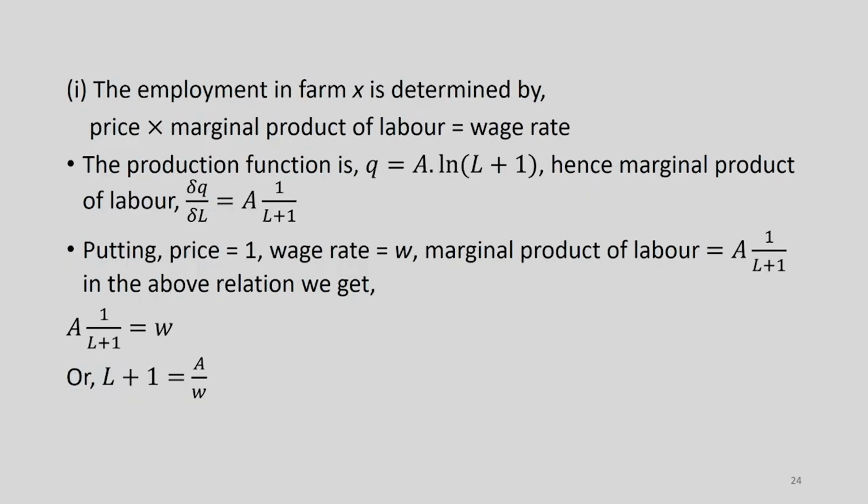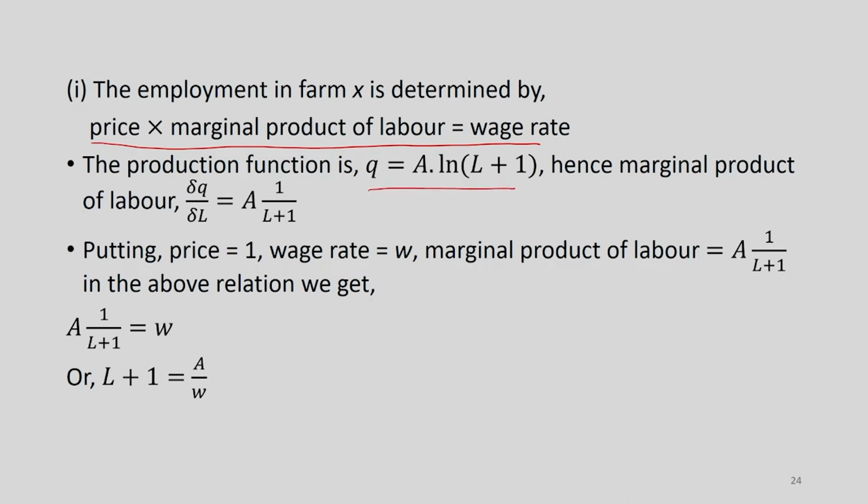Okay, let me start with the first part. This is the firm X, and employment in firm X is decided by this rule, as we have seen in the problem. Price multiplied by the marginal product of labor is equal to the wage rate. Now, out of these three things, price and wage rate are known to us. Marginal product of labor is not known to us, but that can be found out from the production function.